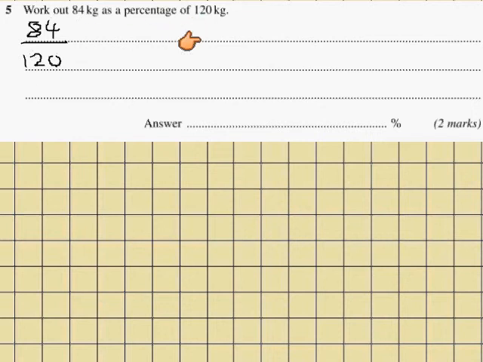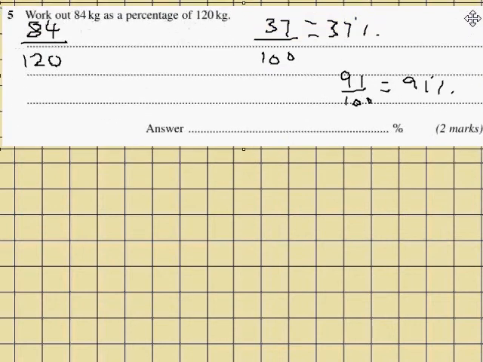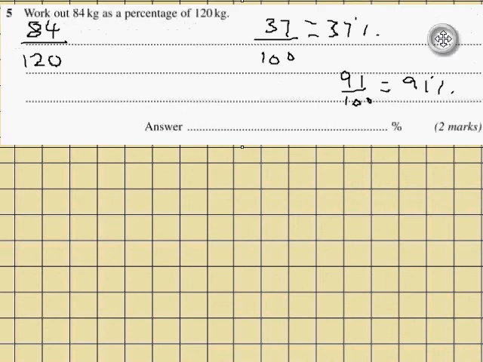The simplest way to do these type of questions is if you know that any fraction over 100, the numerator is equal to that as a percentage. So if you have, let's say, 37 over 100, that's equal to 37%. Let's say 91 over 100, that's equal to 91%. So you can see if we can get our denominator over 100, then it'll be very easy for us to get the percentage.